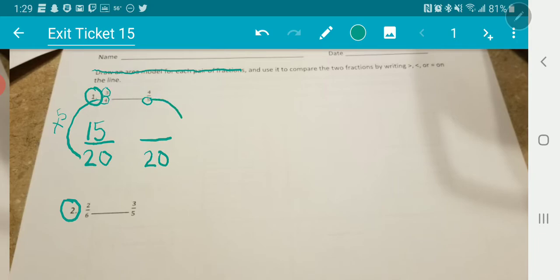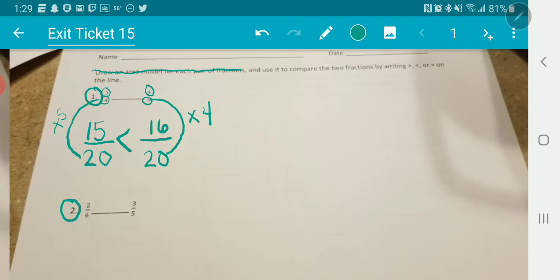Coming over here to figure out your numerator, you were supposed to do 5 times what equals 20. Well, 5 times 4 equals 20. So now you're going to multiply 4 times 4 to figure out your numerator. Well, 4 times 4 is 16. So comparing these two fractions, we know that 16 over 20 is greater.